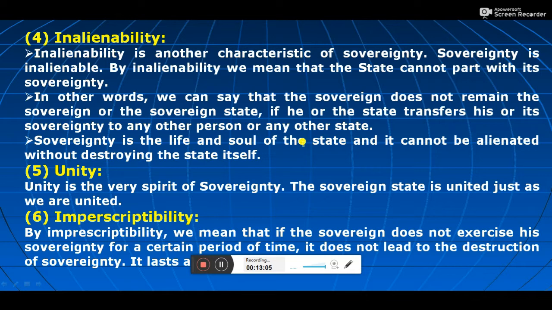Next characteristic is unity. Unity is the very spirit of sovereignty. The sovereign state is united, just as we are united. Next is imprescriptibility. By imprescriptibility, we mean that if the sovereign does not exercise his sovereignty for a certain period of time, it does not lead to the destruction of sovereignty. It will last forever.